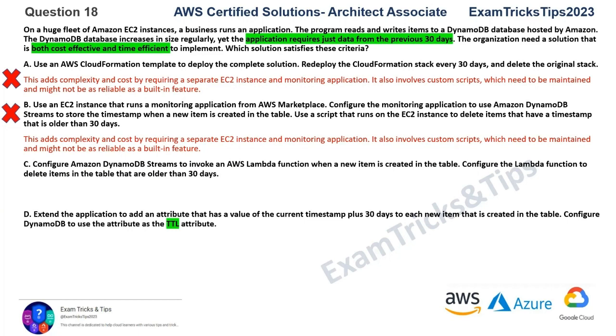The third one is configure DynamoDB streams to invoke an AWS Lambda function when a new item is created. Configure the Lambda function to delete items in the table that are older than 30 days. So this solution is similar to B. Instead of writing scripts, we are saying let a Lambda function do the job of deleting the items. Again, it's not a good solution.